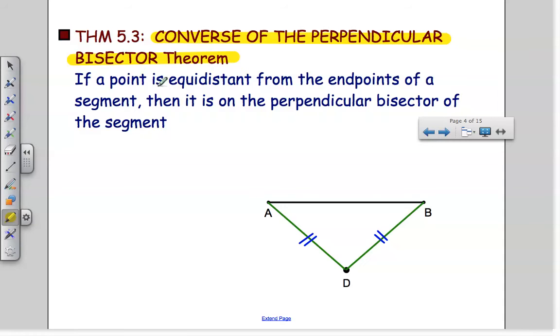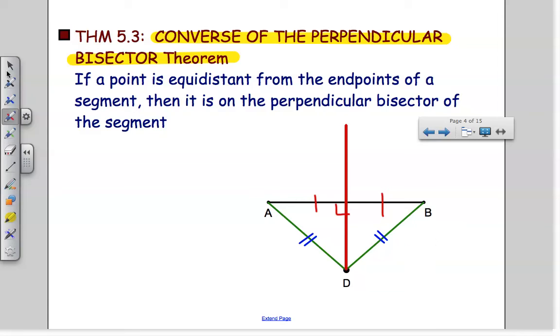And so we're saying if we have a point equidistant from the endpoints of a segment, like here, we have this point D, which is equidistant from the endpoints of a segment. I know it's equidistant because I have two segments drawn where they are congruent. So if this point D is equidistant to A and B, then I know that point D has to be on the perpendicular bisector of the segment. So I know that through point D, if I drew this line, it is both perpendicular and a bisector of that segment.